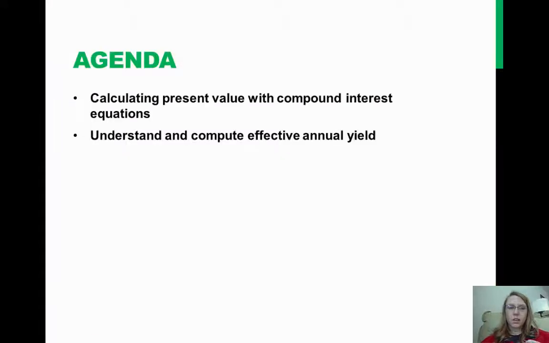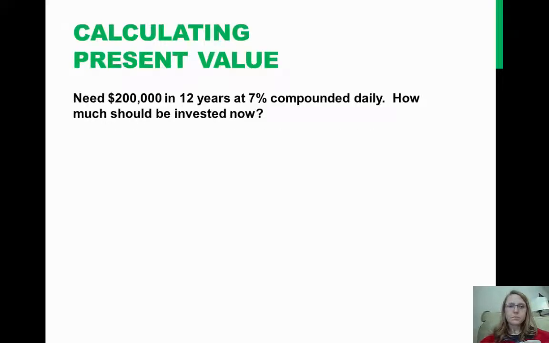Today we're going to calculate present value using the compound interest equations, and then we're going to understand and compute effective annual yield. So let's look at one example right now in dealing with present value. Here we need $200,000 in 12 years at 7% compounded daily. How much should we invest now?